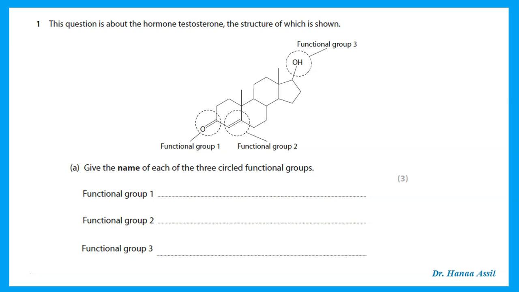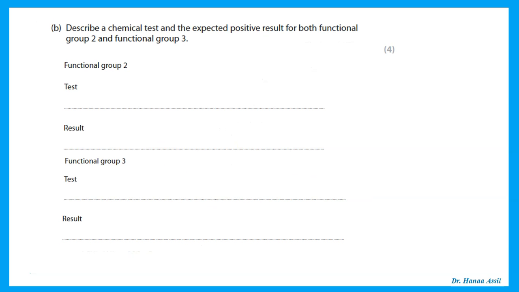So, functional group 1. Can we see where group 1 is? What is this functional group? This is a ketone. Where we have C double bond O, that's a ketone. What is the functional group 2? That's the one that has a double bond, so that is an alkene. What about functional group 3? The one that has an OH, that is an alcohol.